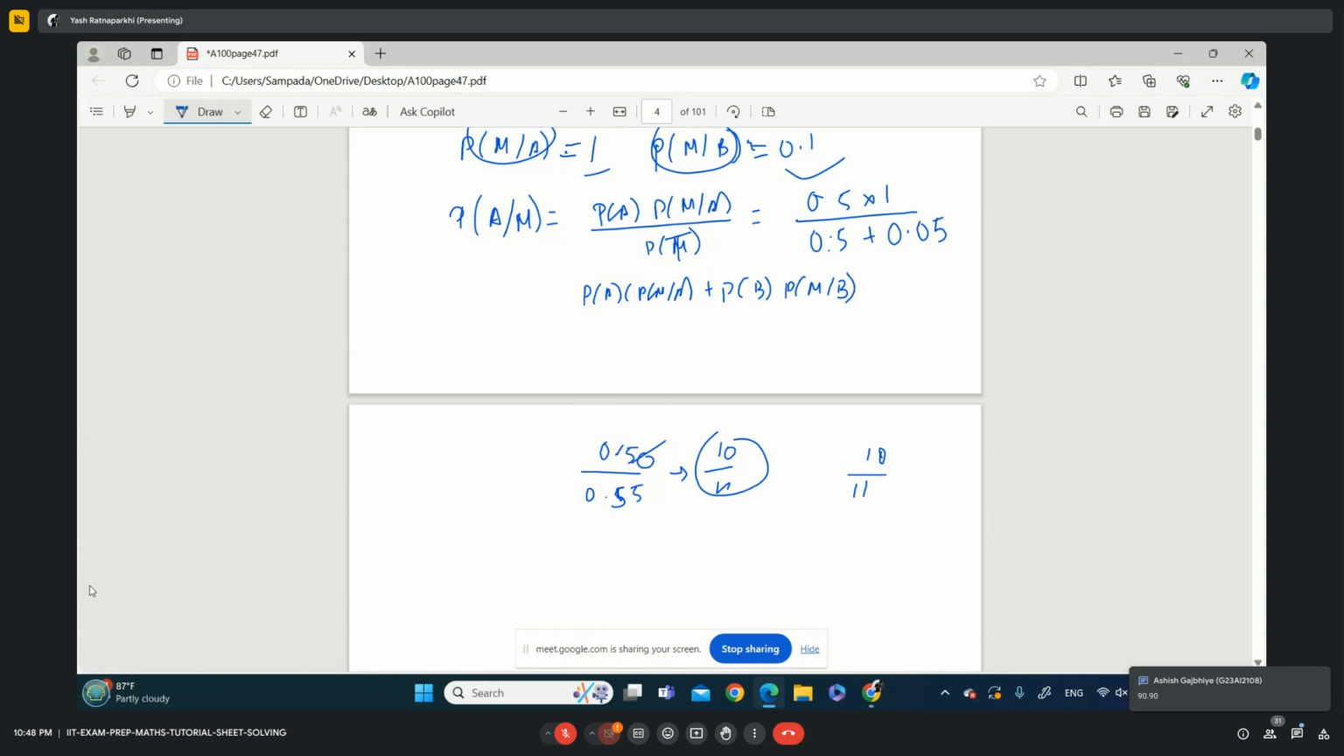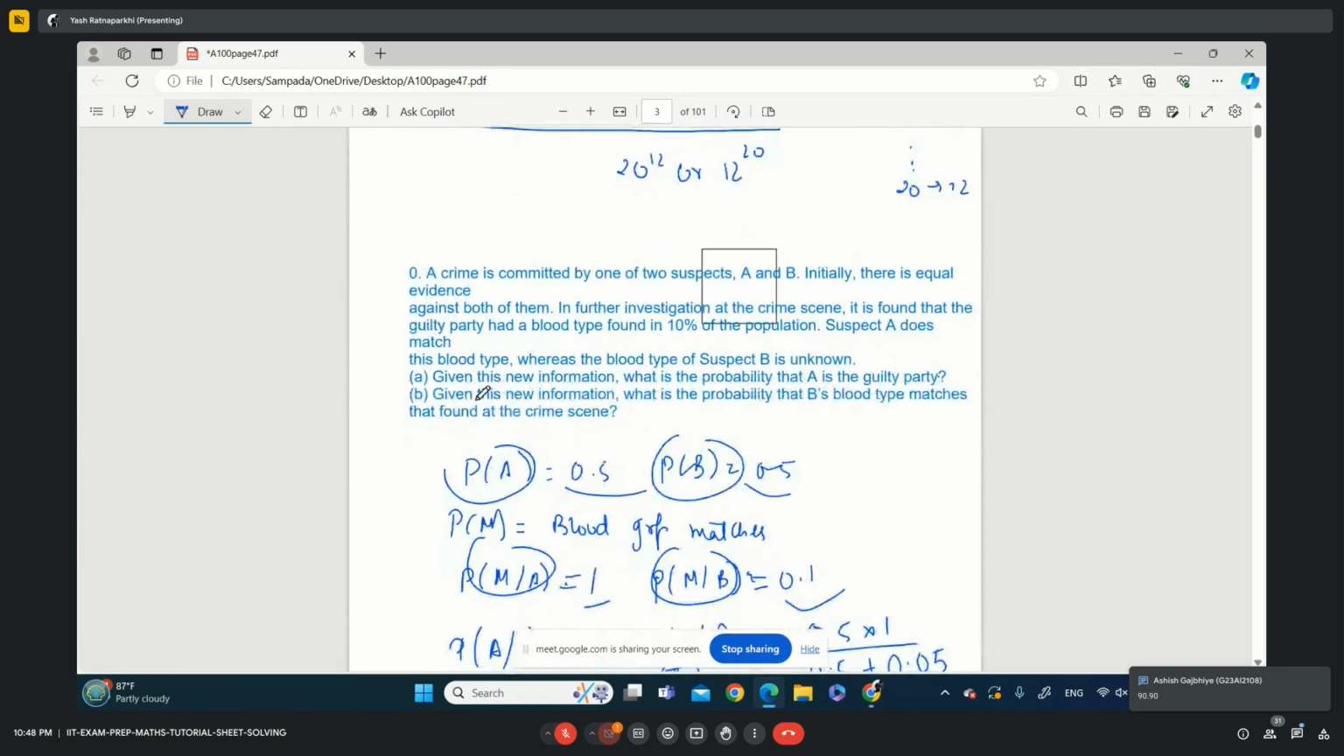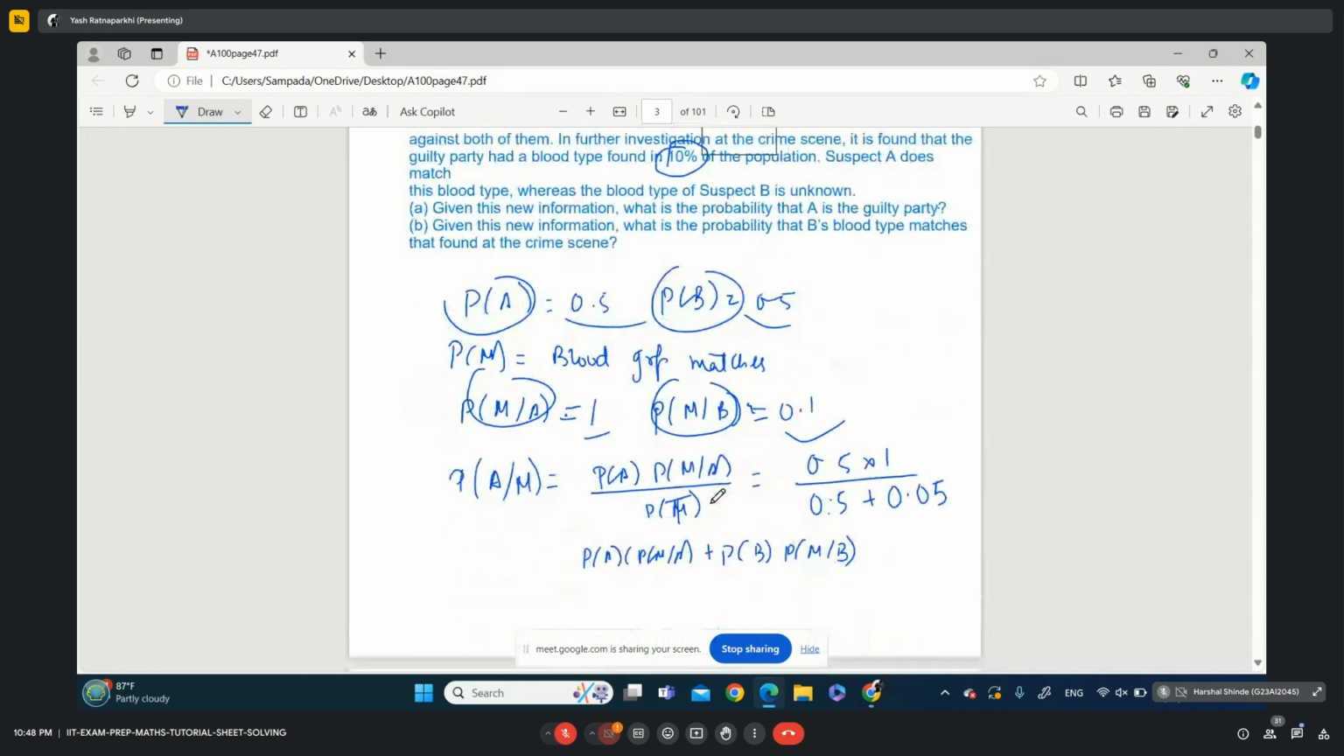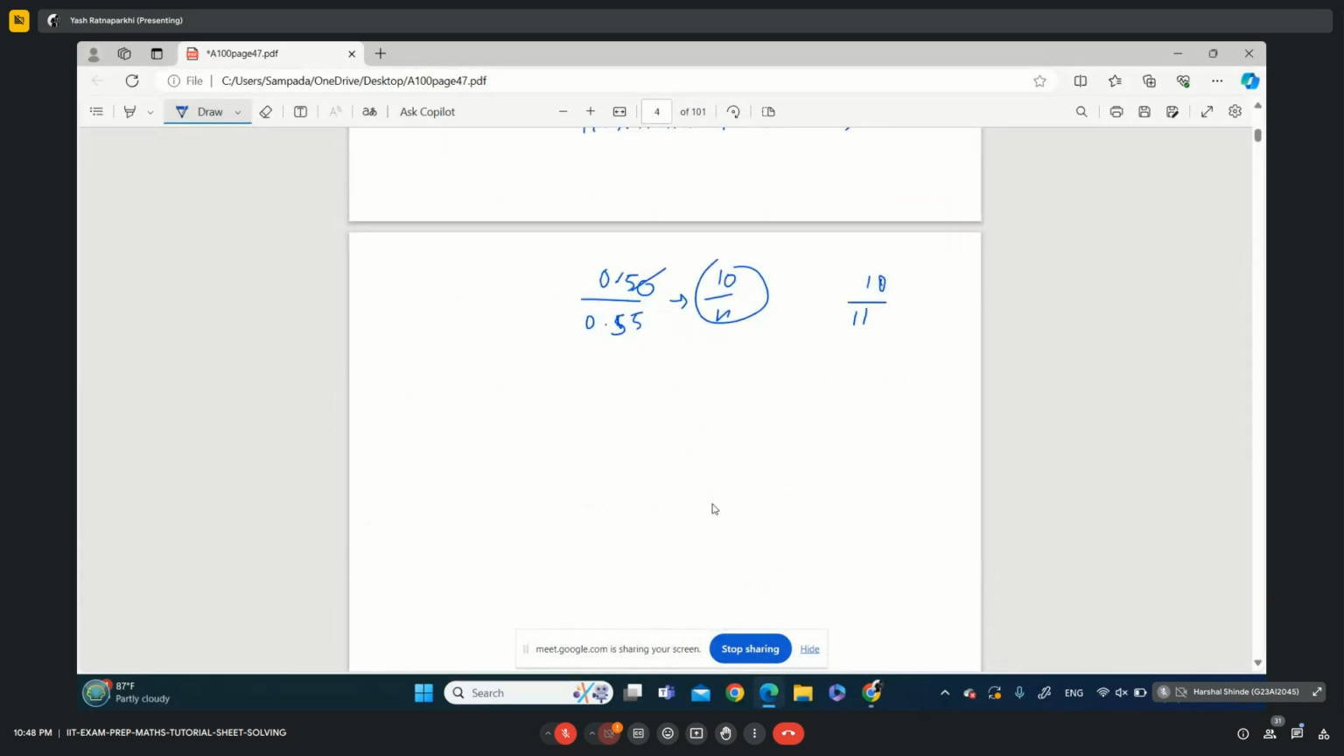Now the second part says, given this new information, what is the probability that B's blood type matches that found at the crime scene? So basically, we found here that if B is the suspect, it is falling into 10%. So directly the answer is 0.1. Okay, got it? Yes, right. Perfect.